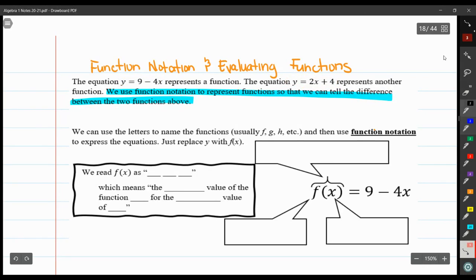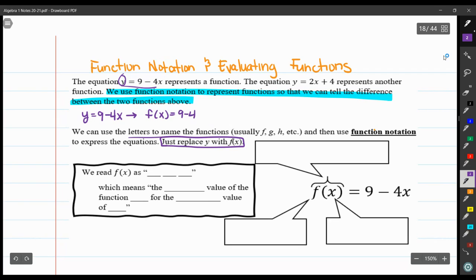That's what function notation is for. So what we do in function notation is we use letters to name them. And here's how you would name them. We basically replace y with f parentheses x. So for this first function, we could change that into f parentheses x equals 9 minus 4x.